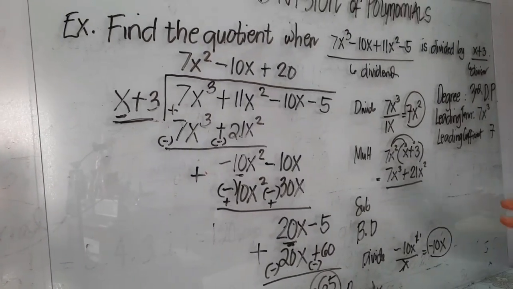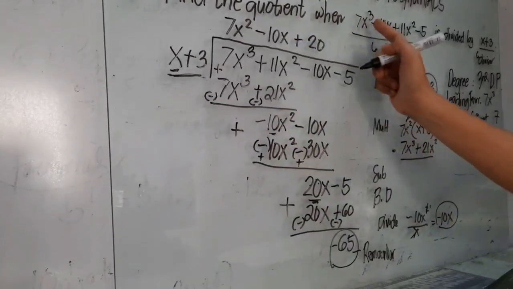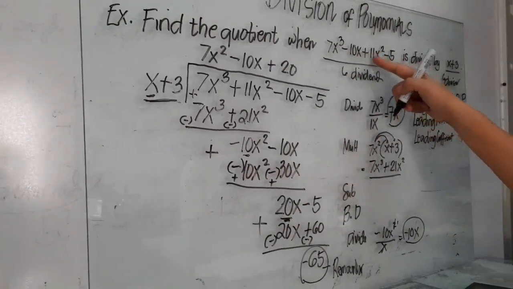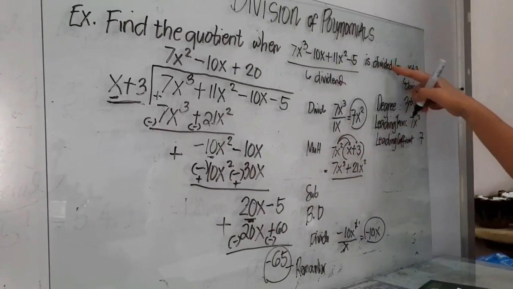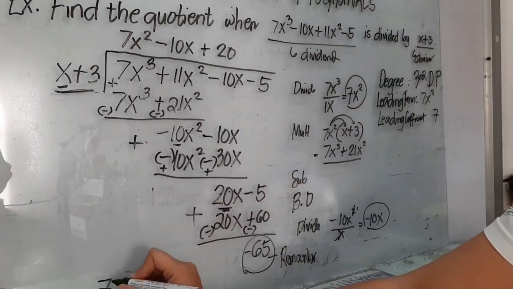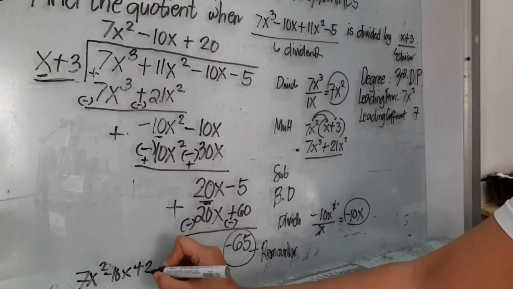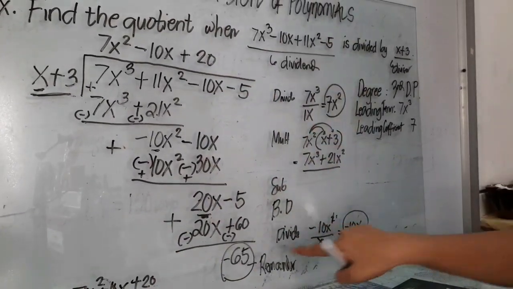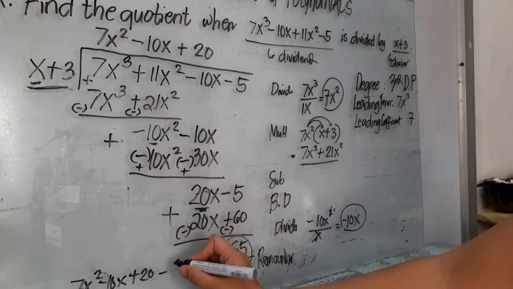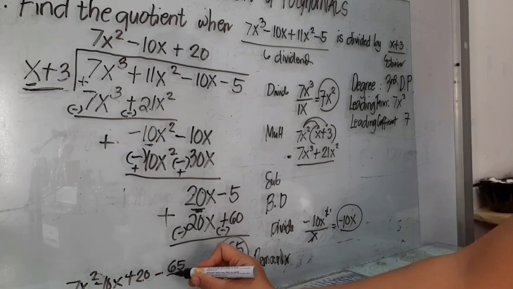And in written, we are going to write our final answer. So the quotient, when 7x cubed plus 11x squared minus 10x minus 5 is divided by x plus 3 is 7x squared minus 10x plus 20 plus our remainder, which is negative 65 all over x plus 3.